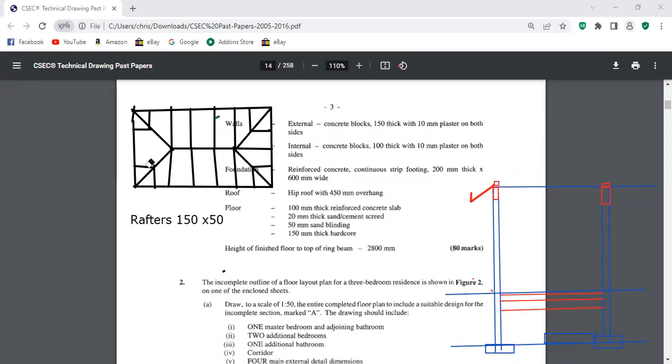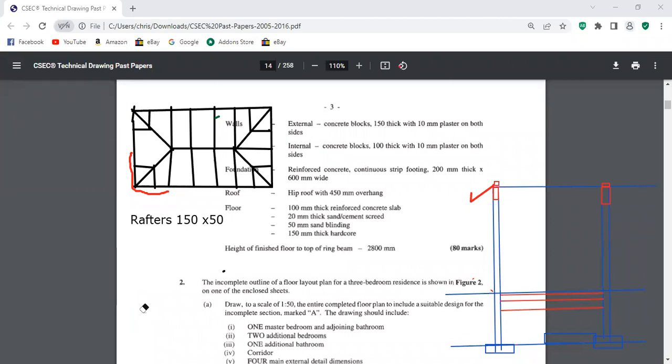The hip rafter always bisects the angle that is formed here. So please make note: the hip rafter always bisects the angle that is formed. Typically, this is 90, so we normally draw it at 45 degrees. But in a case where it is not 90 degrees, we normally bisect the angle that is formed. Important to note.